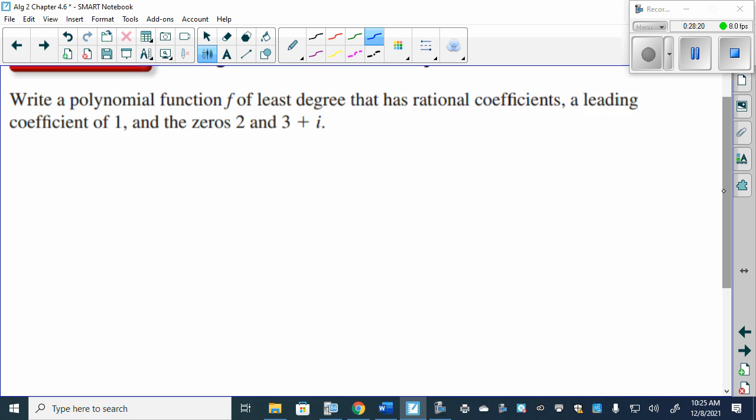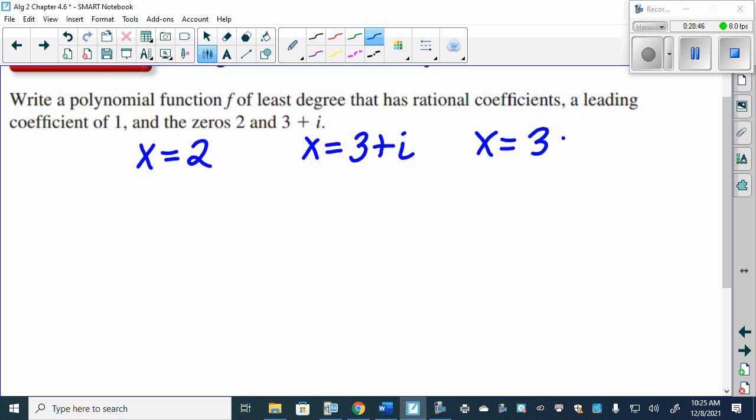Write a polynomial function f of least degree that has rational coefficients and a leading coefficient of 1 and zeros of x is equal to 2 and x is equal to 3 plus i. So do we have all the zeros listed? No? What are we missing? 3 minus i. If we have one, we have to have the other.